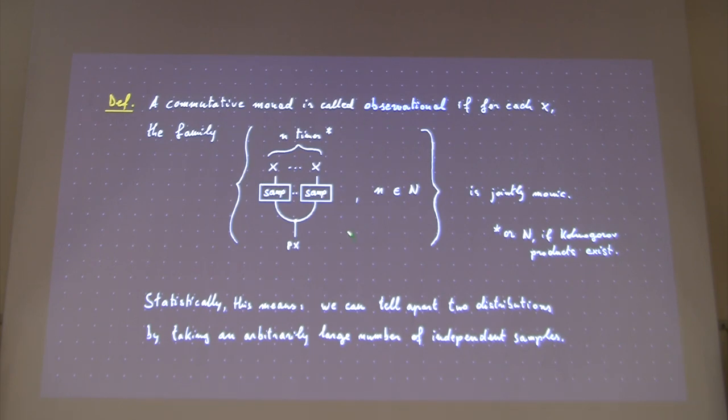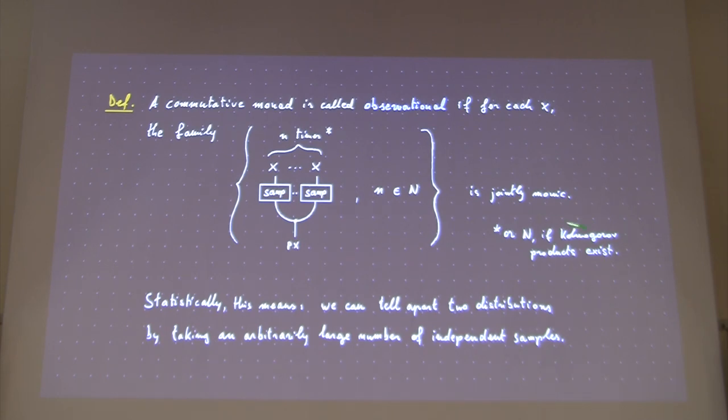So what's that categorically? All right, so we have PX, and the probability measure here would be something like a morphism. And we want to say that if you copy finitely but arbitrarily many times and sample using the universal map, then for all n, this family is jointly monic.